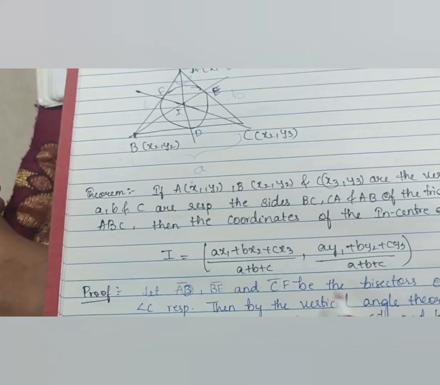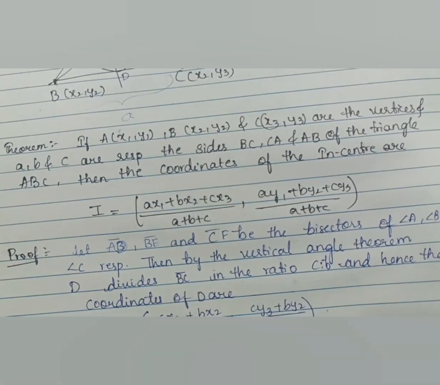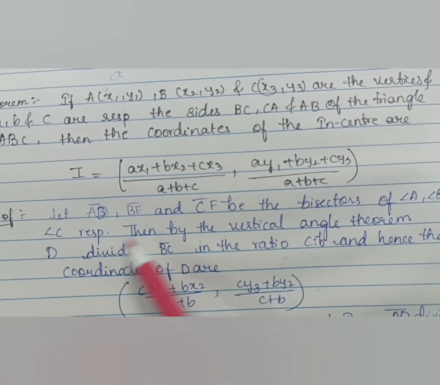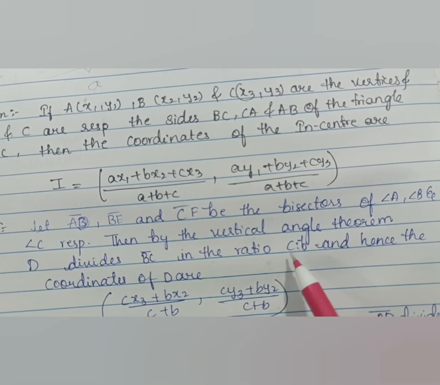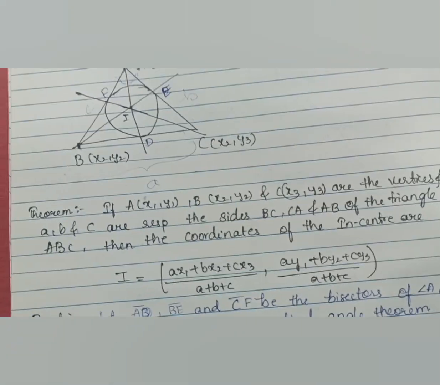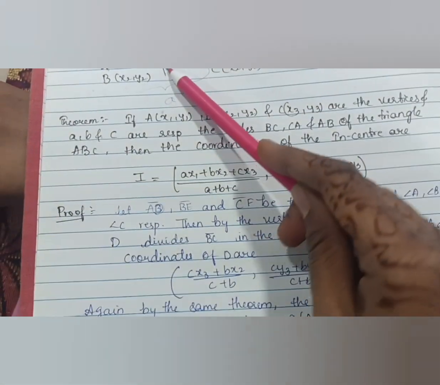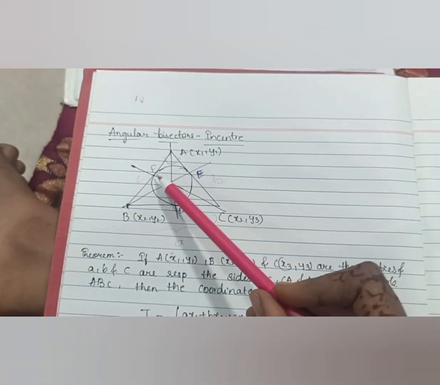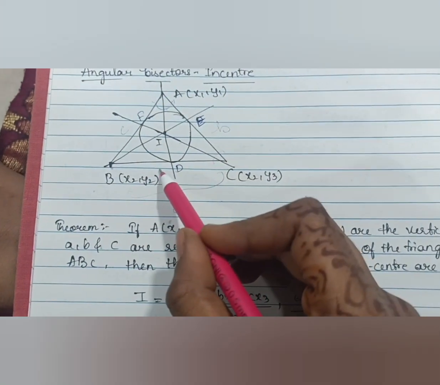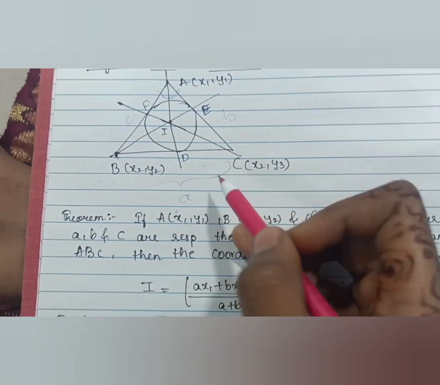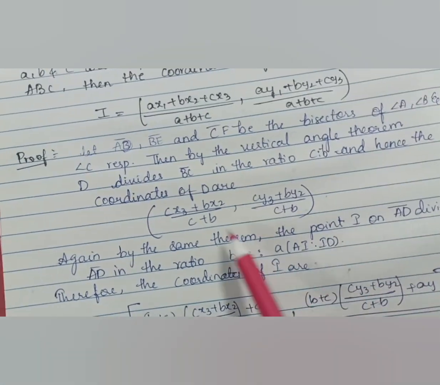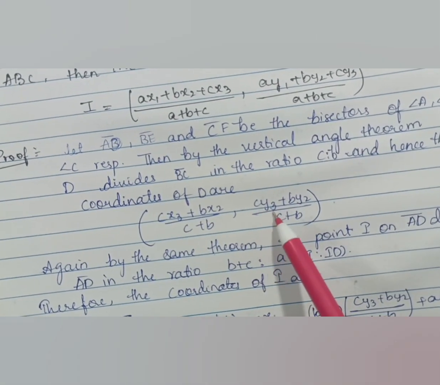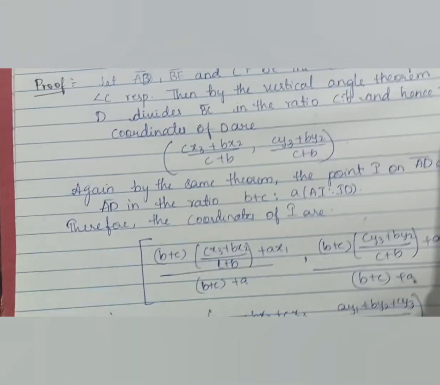Let AD, BE, CF be the bisectors of angle A, angle B, angle C respectively. Then with the angle bisector theorem, D divides BC in the ratio c is to b. So this D is dividing in the ratio c is to b. Then the coordinates of D will be (c x3 plus b x2) by (c plus b), comma, (c y3 plus b y2) by (c plus b). Again the same theorem.